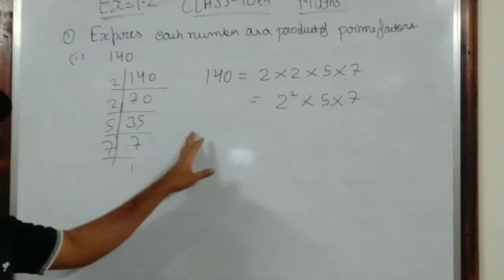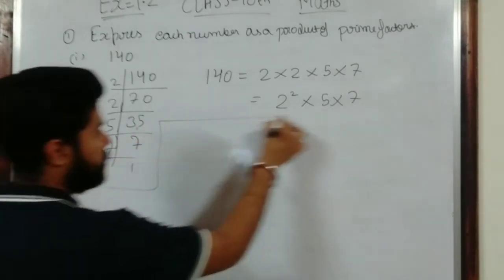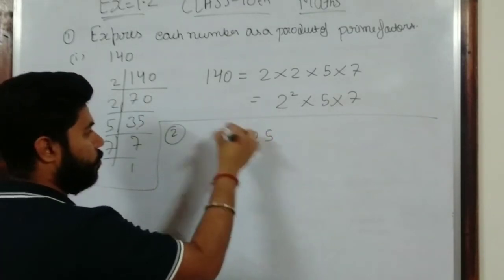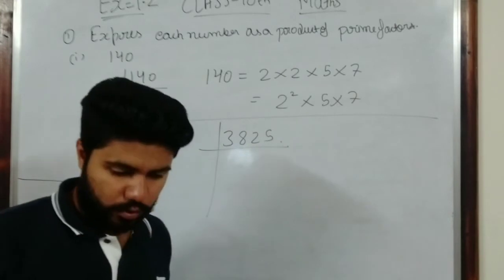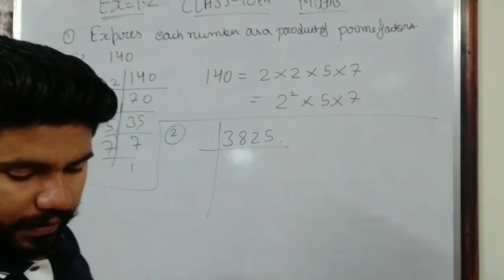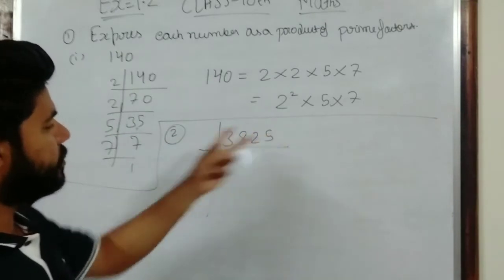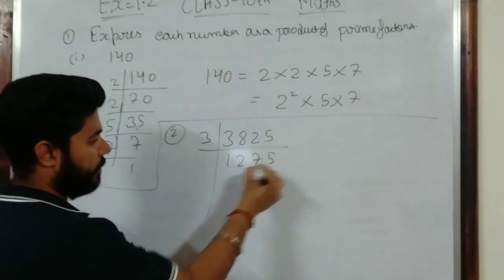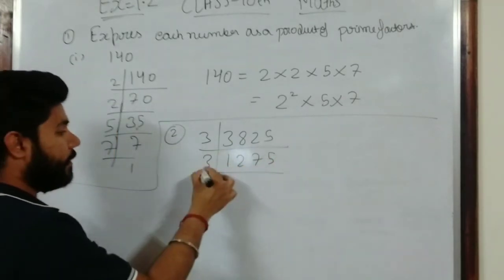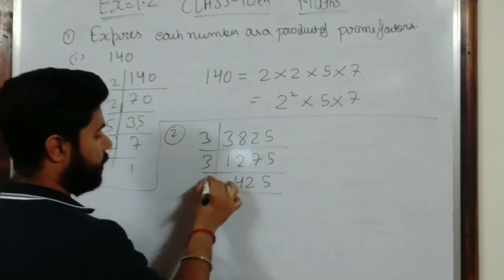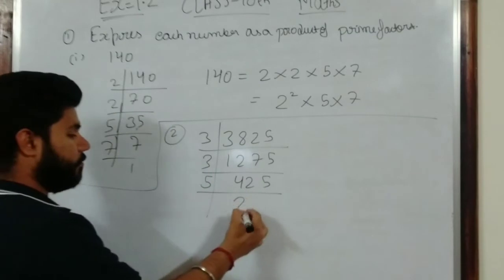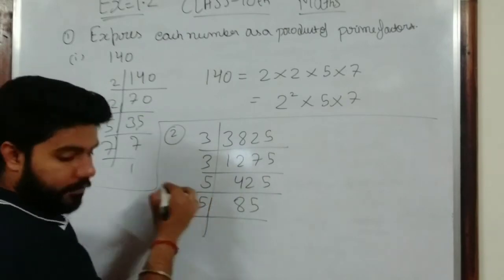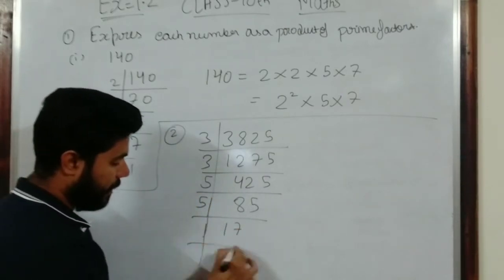Okay. Next, move on to the next question. This one is just an easy part. Second is 3825. 3825 is ending with 5, so we can divide it with both the numbers 3 and 5. Let's divide it with 3. When we divide it with 3, we get 1275. Now again divide it with 3, we get 425. Divide it with 5, we get 85. Dividing again with 5, we get 17, and then 17 by 17 is 1.